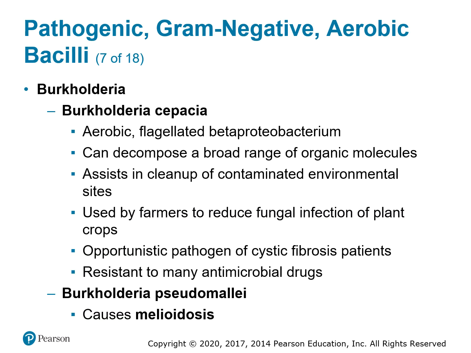All right, Burkholderia. The first one we're going to talk about here is Burkholderia cepacia. This is an aerobic flagellated beta proteobacterium that can decompose a broad range of organic molecules. It is used in the cleanup of contaminated environmental sites, but is also used by farmers to reduce fungal infection in plant crops. It can, unfortunately, become an opportunistic pathogen in a cystic fibrosis patient, and it is resistant to many antimicrobial drugs. Another strain of this is pseudomallei, which causes melioidosis.